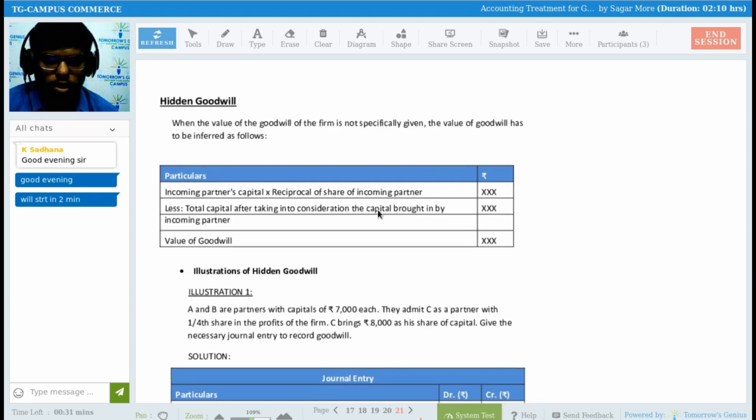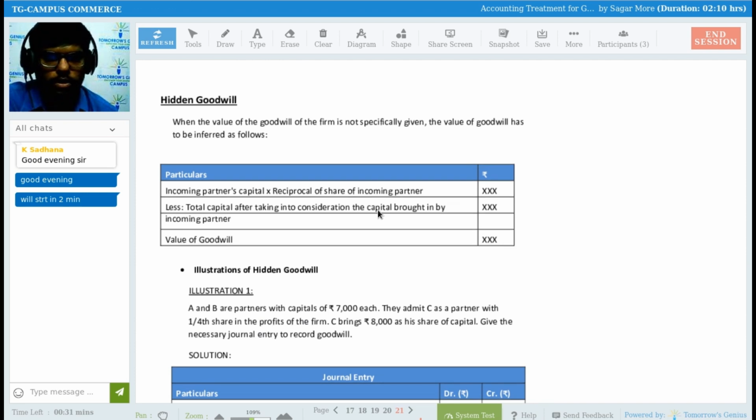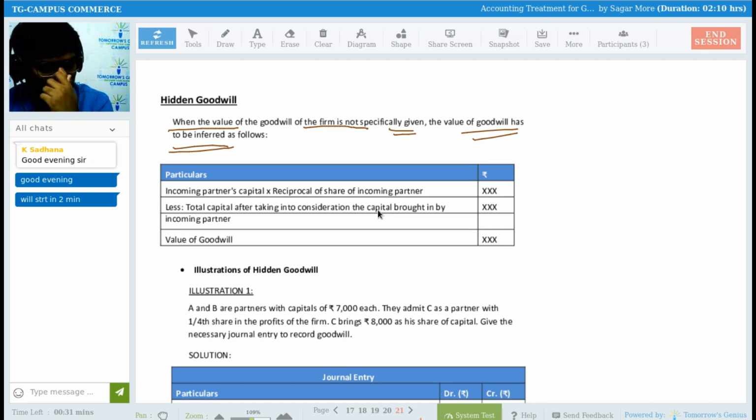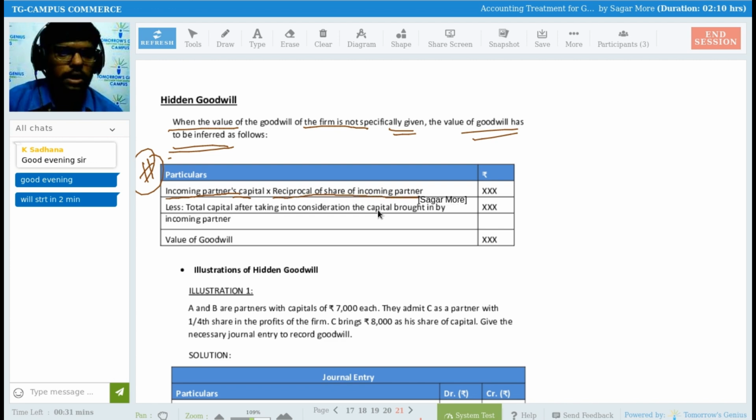When the value of goodwill of the firm is not specifically given, the value of goodwill has to be inferred as follows. Means we have to find out. So how to find out the value of goodwill in such a scenario, and that is known as hidden goodwill. See the formula. This is the formula that we have to remember. Incoming partner's capital, incoming means new partner's capital, multiplied by the reciprocal of the share of the incoming partner.